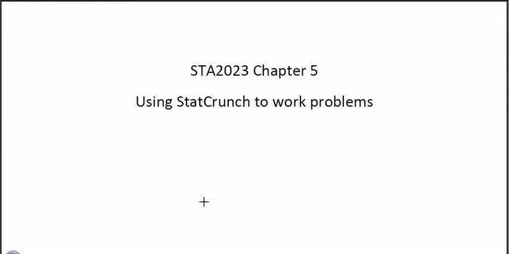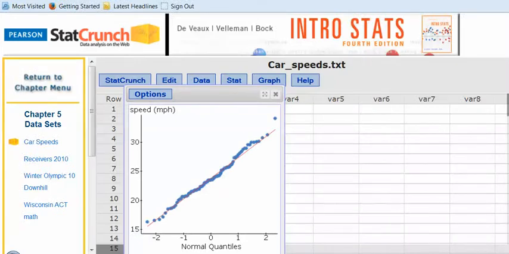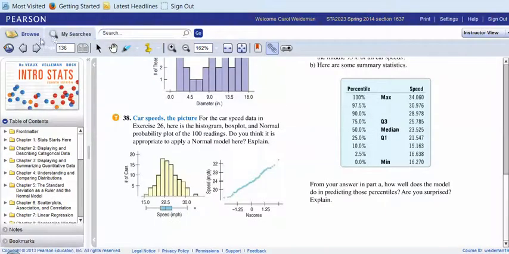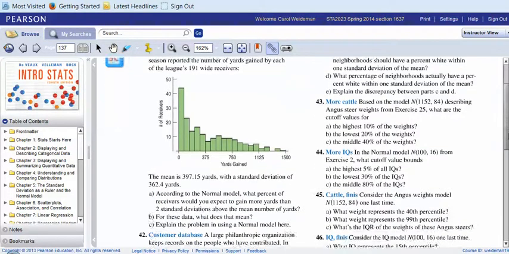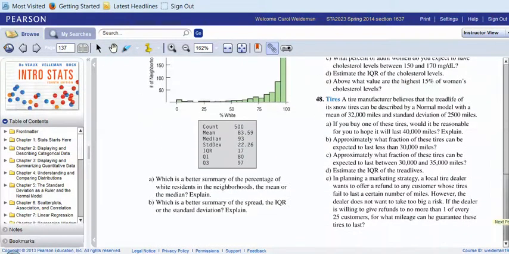Okay, so let's go back over to our ebook, and I want to do another problem on the next page, on page 137, and it's problem number 48. And problem 48 is dealing with tires, and they're going to work with snow tires, and they're talking about the tread life. It can be described by a normal model with a mean of 32,000 and a standard deviation of 2,500.